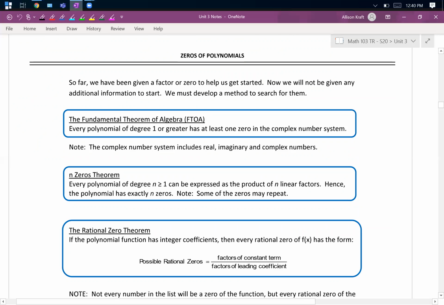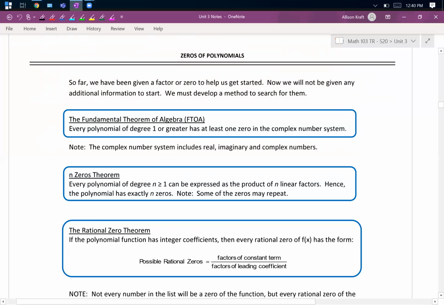Our next theorem is the fundamental theorem of algebra. Yes, it's as important as its name leads you to believe, but it's something that we kind of take for granted. The fundamental theorem of algebra says that every polynomial of degree 1 or greater has at least one zero in the complex number system.